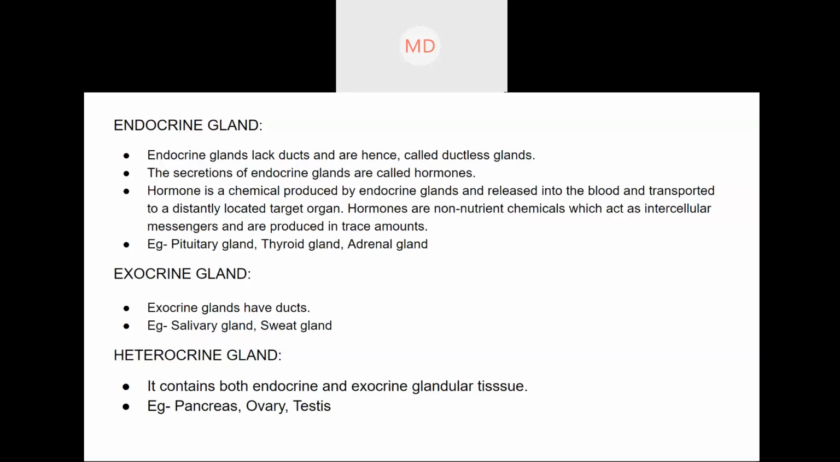Now, what are hormones? I have already mentioned that hormones are chemicals. Hormones are chemical messengers. Why messengers? Just as endocrine glands are known as ductless glands, hormones are also known as chemical messengers. They are chemicals, and they are messengers because they carry messages from one part of the body to the other.